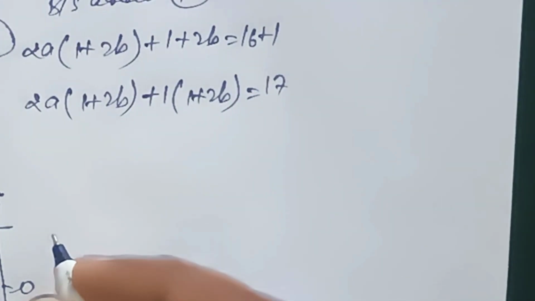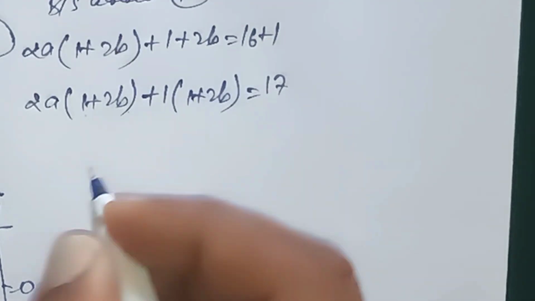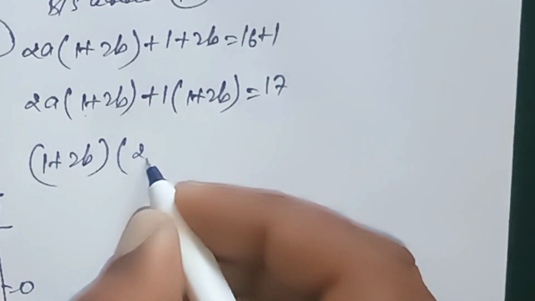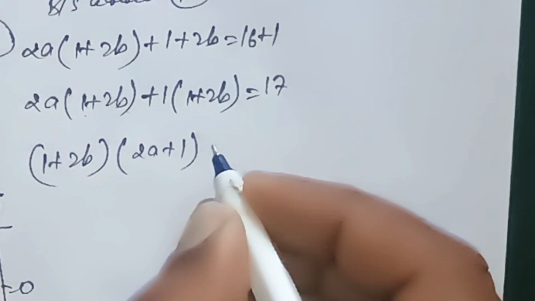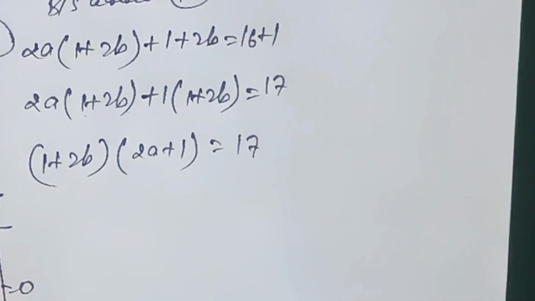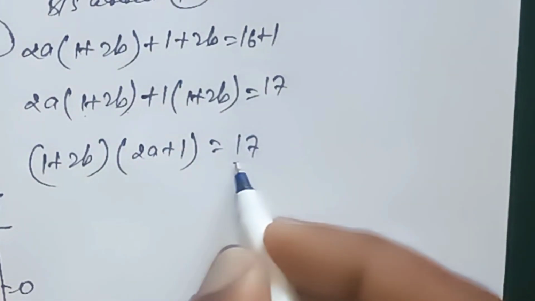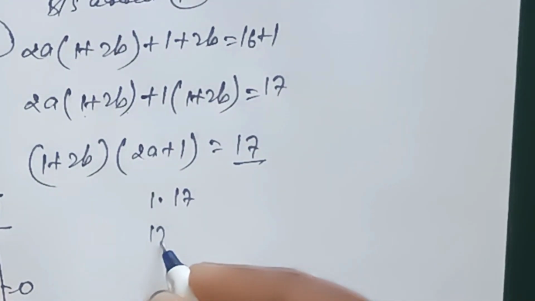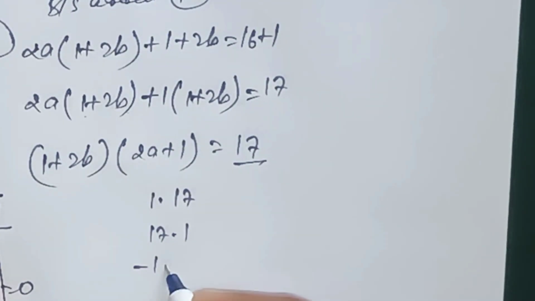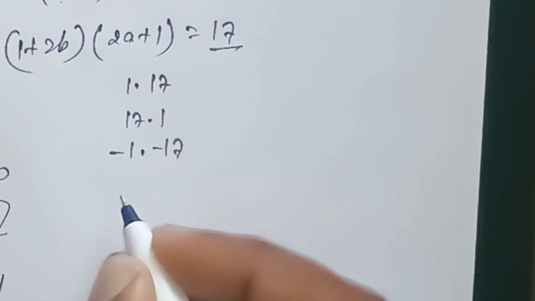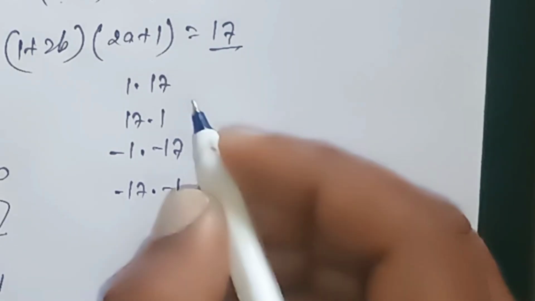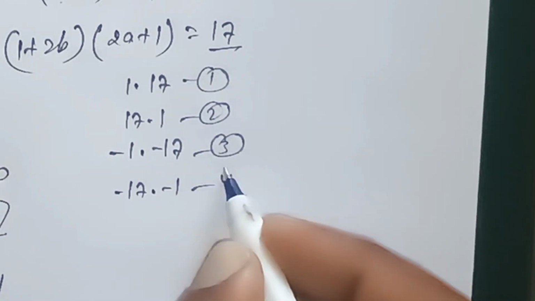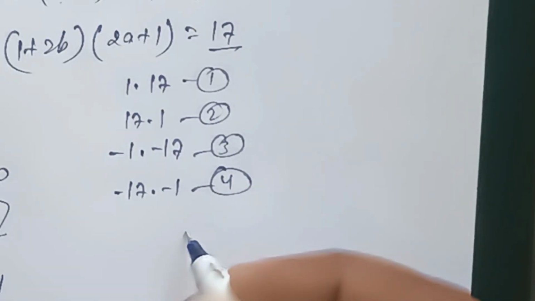After that, see here, 1 plus 2b, 1 plus 2b take common: 1 plus 2b into 2a plus 1 bracket close is equal to 17. After that, see here, 17, how many factors? First factor 1 into 17, 17 into 1, minus 1 into minus 17, minus 17 into minus 1. See here, case number 1, case number 2, case number 3, case number 4. Total 4 cases arise.